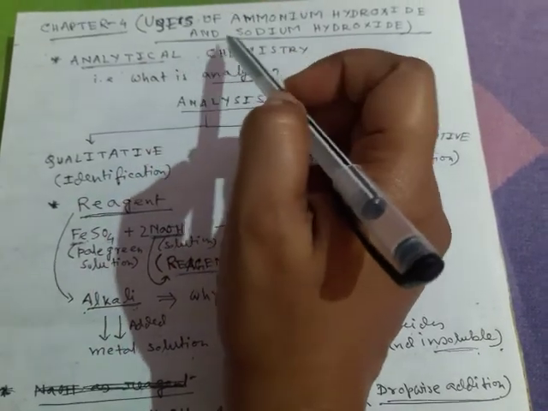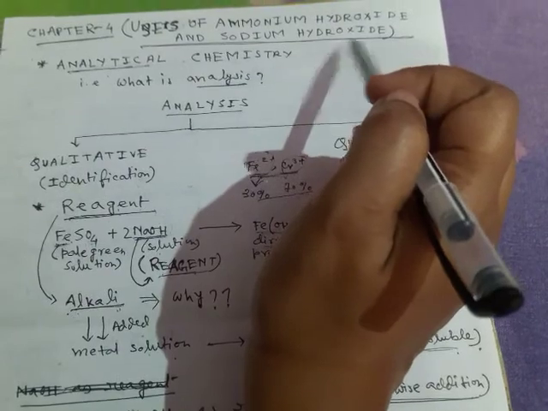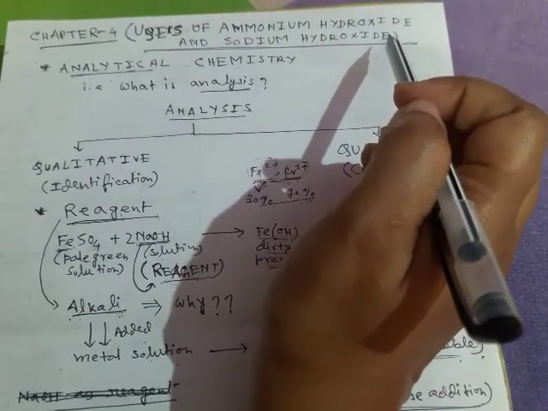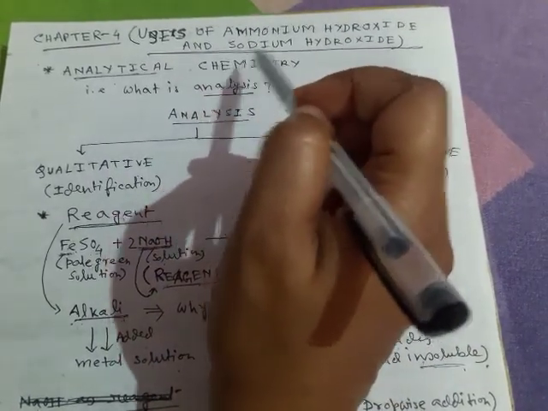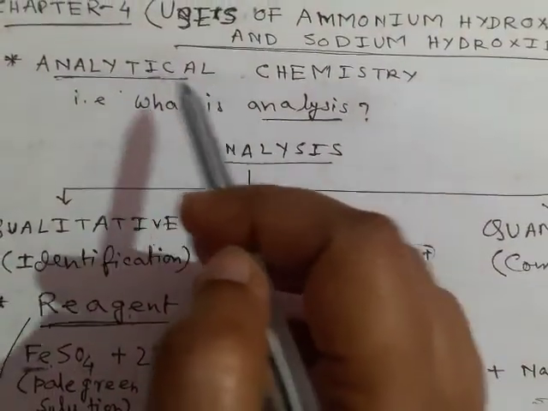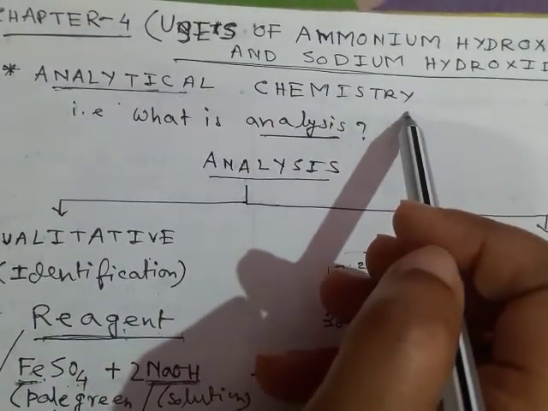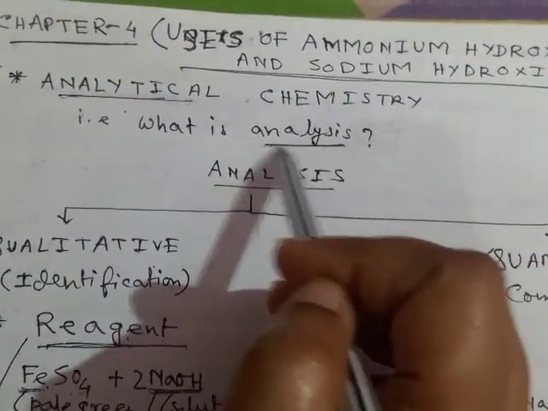Hello students, today our topic is uses of ammonium hydroxide and sodium hydroxide. This is mainly the part of analytical chemistry. Analytical chemistry is a special branch of chemistry which mainly deals with analysis.